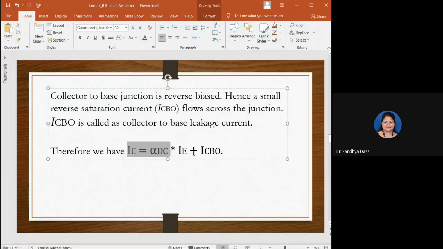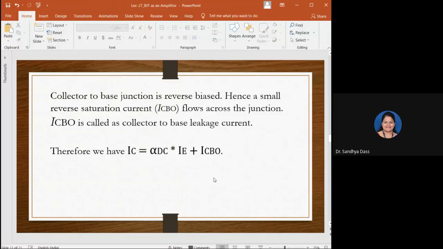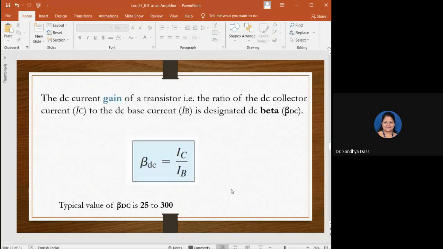So this is again an important expression. Please note down. The total collector current IC is equal to alpha IE plus ICBO. This is the second term we have to recall and remember in transistors.